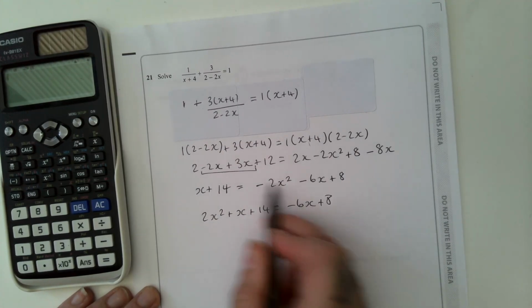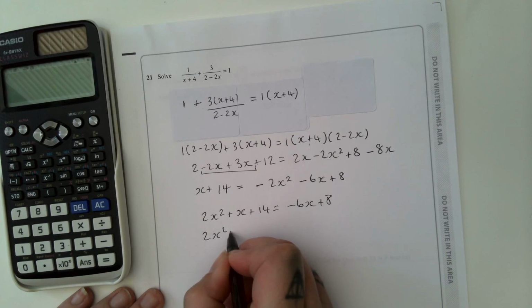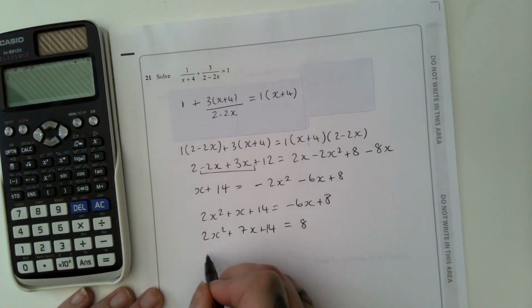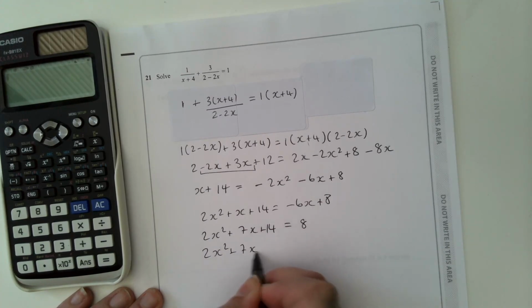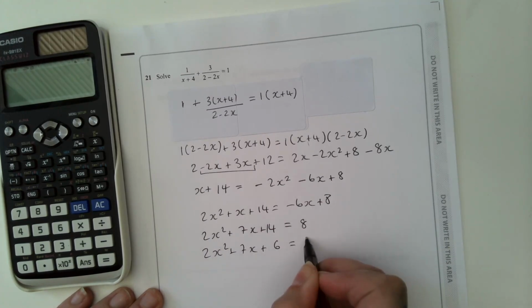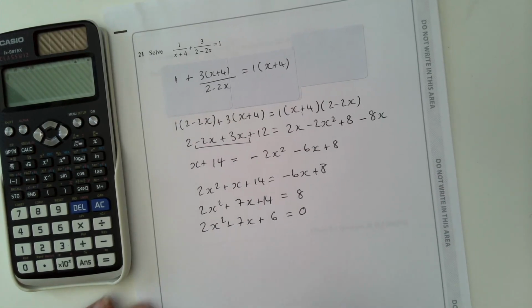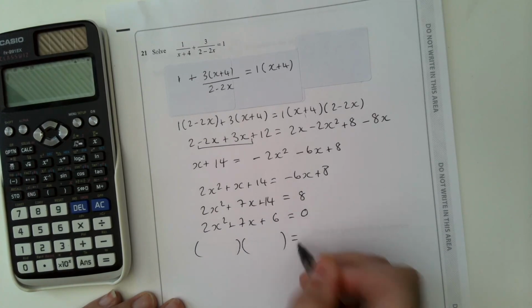I'm going to add 6x to both sides. And then I'm going to subtract 8 from both sides because I need a quadratic to be equal to 0 to be able to solve it. So now I'm going to attempt to factorise.